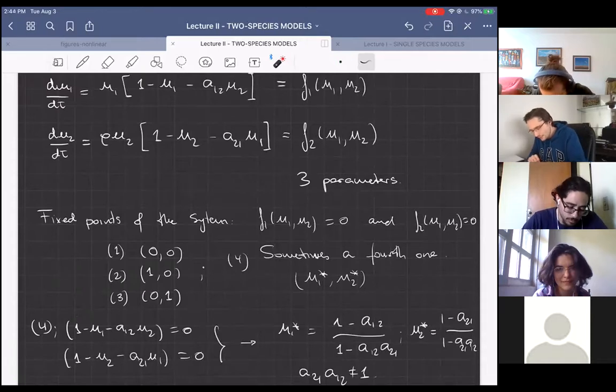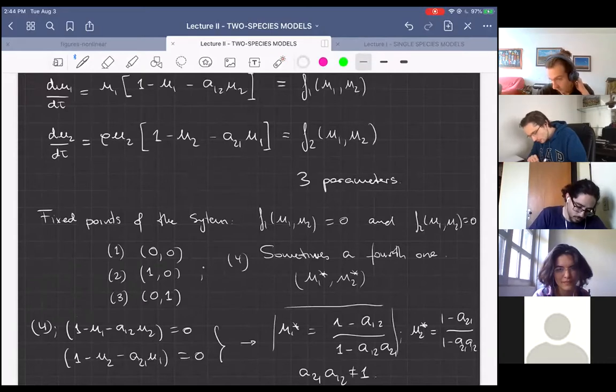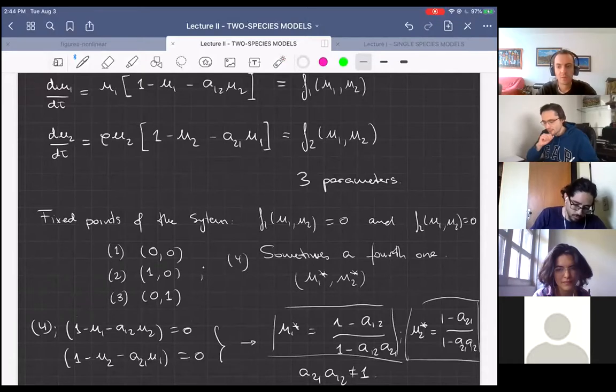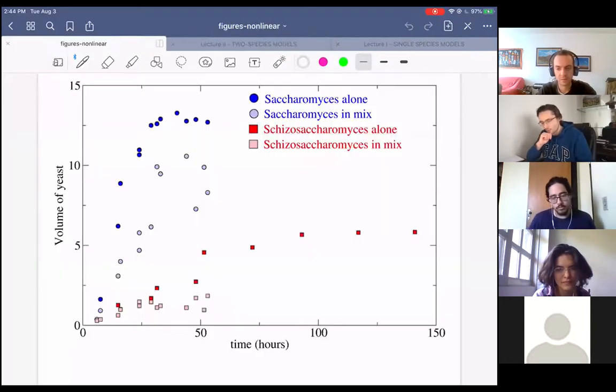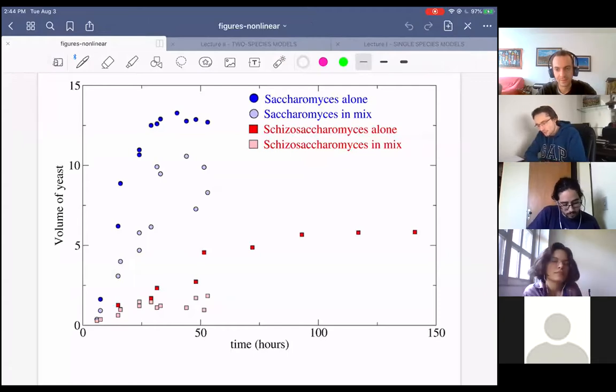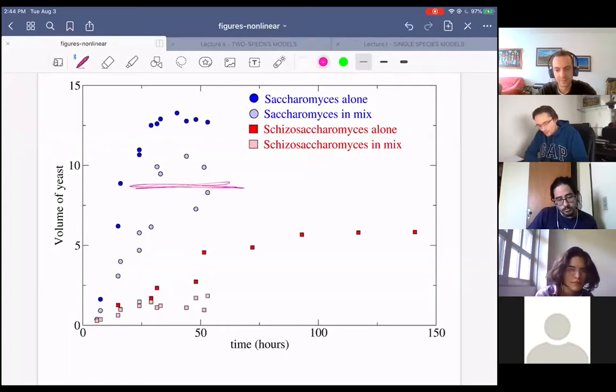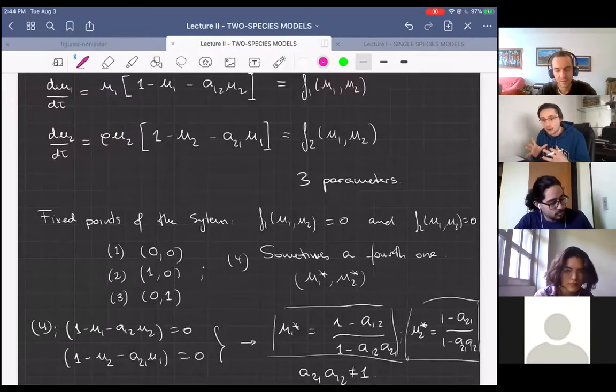So anyway, this fourth point that we have here, as I was saying, I think it's already giving us some hints about these experimental results that we were discussing, because these experimental results show us two stationary values for the populations where none of the species is 0. And this fourth point that we know now that sometimes exists and sometimes does not, is the only one that meets these conditions.